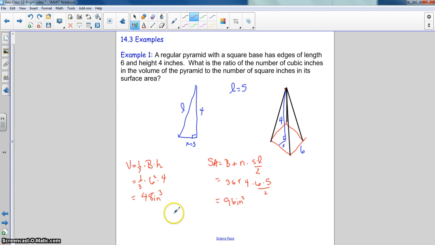Okay, so if I'm looking at volume to surface area, that is going to be 48 to 96, or a 1:2 ratio. Okay, which answers the problem.